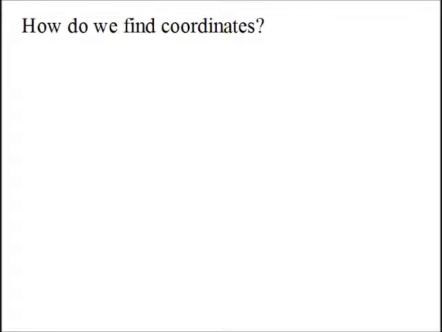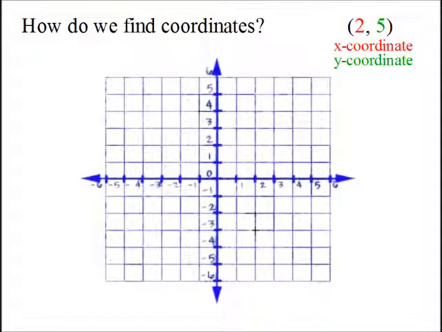How do we find coordinates? Well, we have to use something called the xy plane, or the coordinate plane, and we also need a couple of numbers to tell us information. Take a look at this ordered pair. The red number, 2 in this case, is the x-coordinate, and 5, the green number, is the y-coordinate. Again, to plot this, we need to use a coordinate plane or an xy plane.